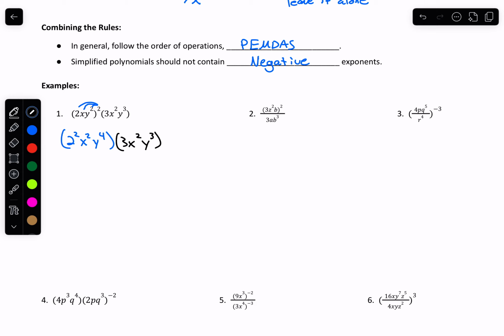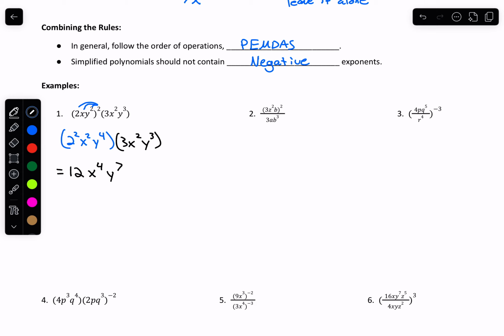We're going to go ahead and multiply the coefficients. So if we multiply 2 squared, that's 4. And 4 times 3 is going to give us 12. X squared times x squared is going to give us x to the 4th. And y to the 4th times y cubed is going to give us y to the 7th. So all in all, we end up with 2 squared is 4 times 3 gives us 12. And then x to the 4th, y to the 7th.